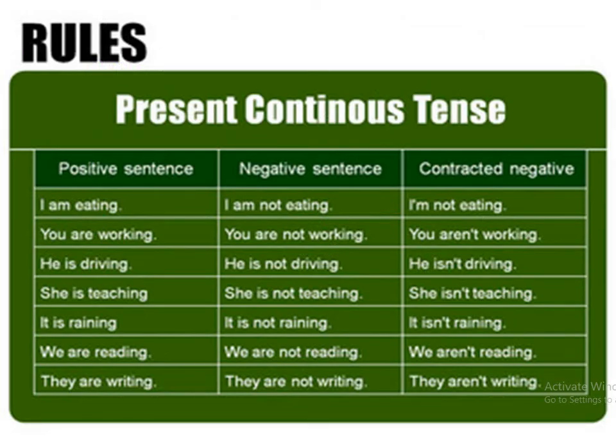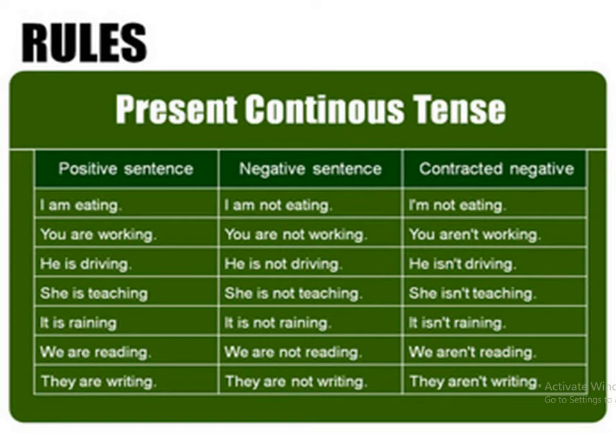So as we've already discussed the rules, we are now here with more examples on present continuous tense. I'll be reading out the examples of the positive sentences. I am eating. You are working. He is driving. She is teaching. It is raining.